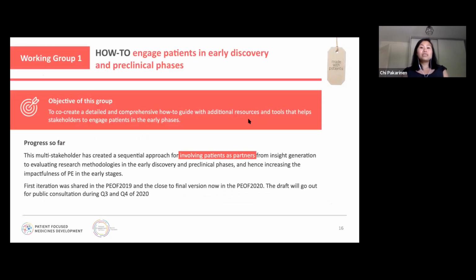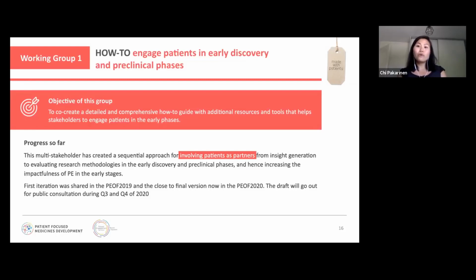So this group specifically, what do we do? We identified there is a need for a very detailed how-to guide in the early phases, because if you think of all the guidances that you know of, you probably can name a few for the R&D, the clinical trial phase and later, but there are actually very few in the very early stages. So we considered this a priority need.